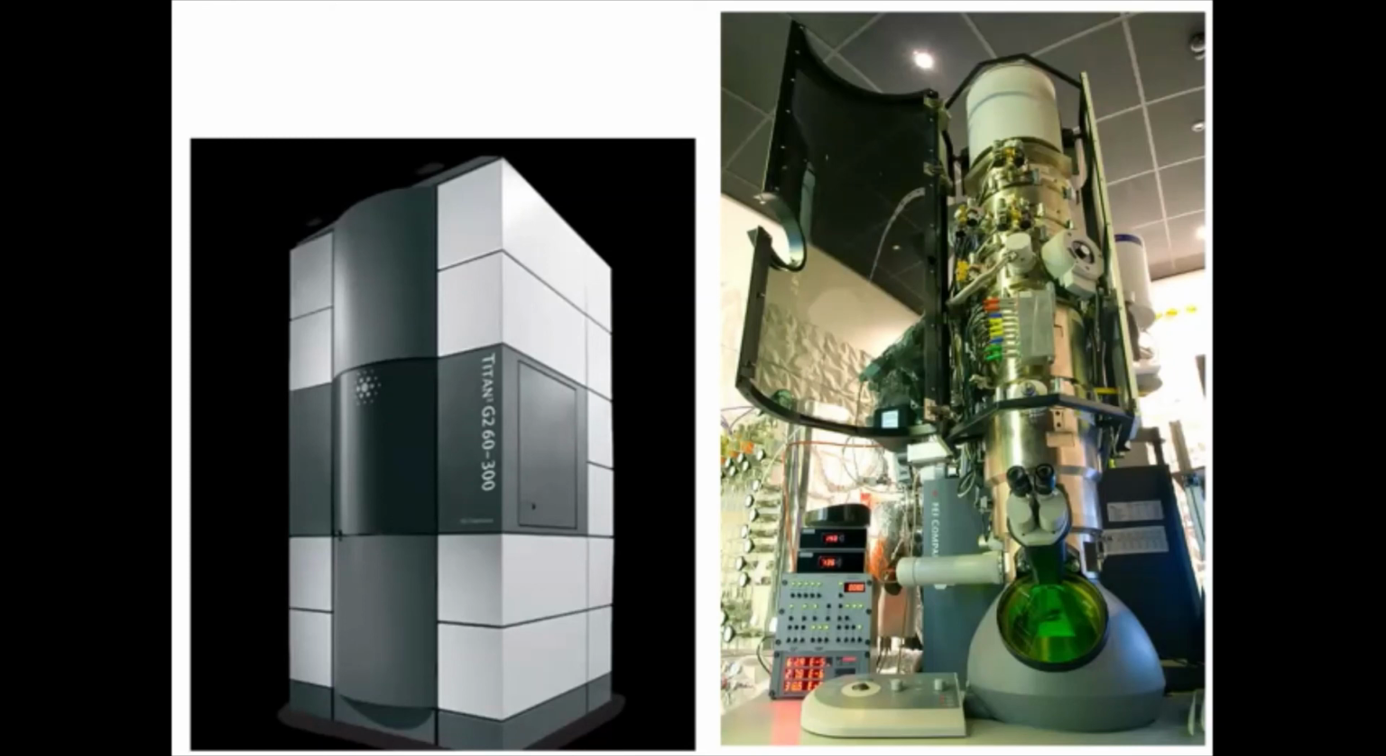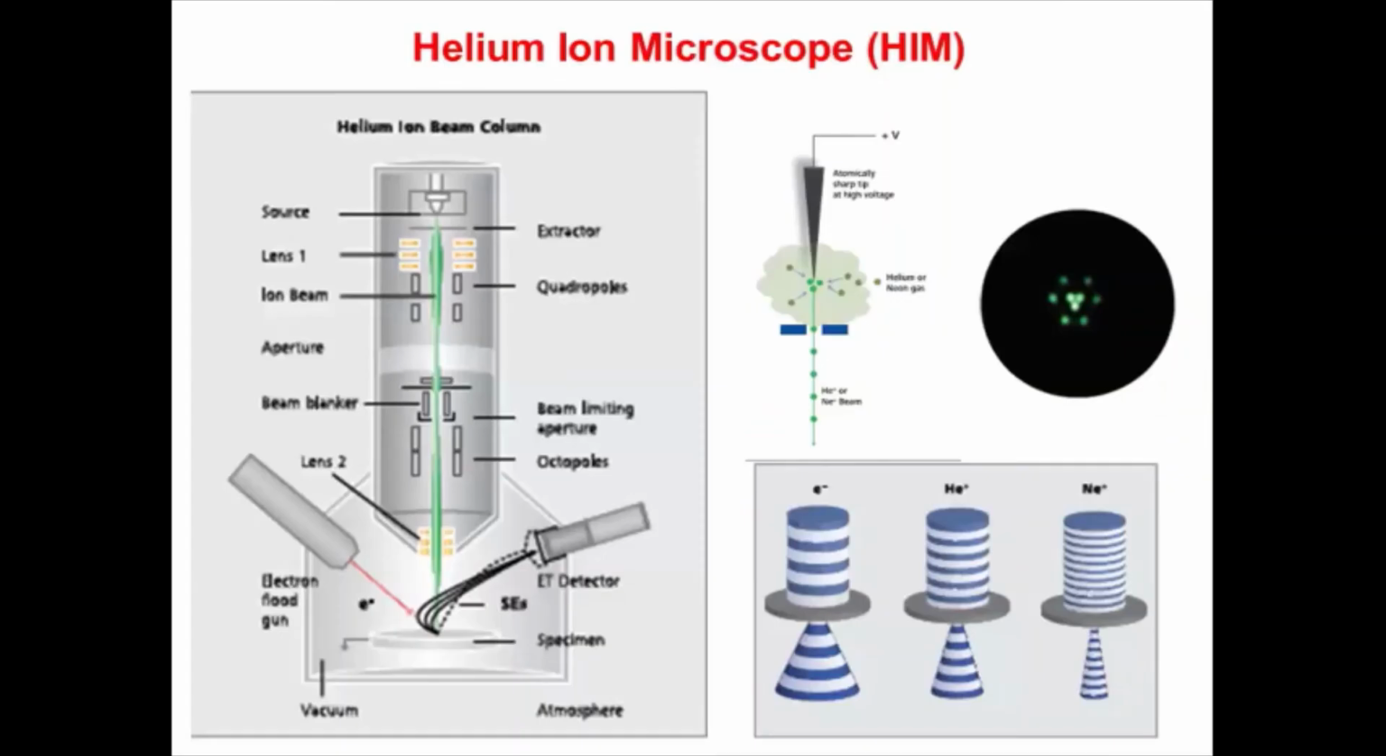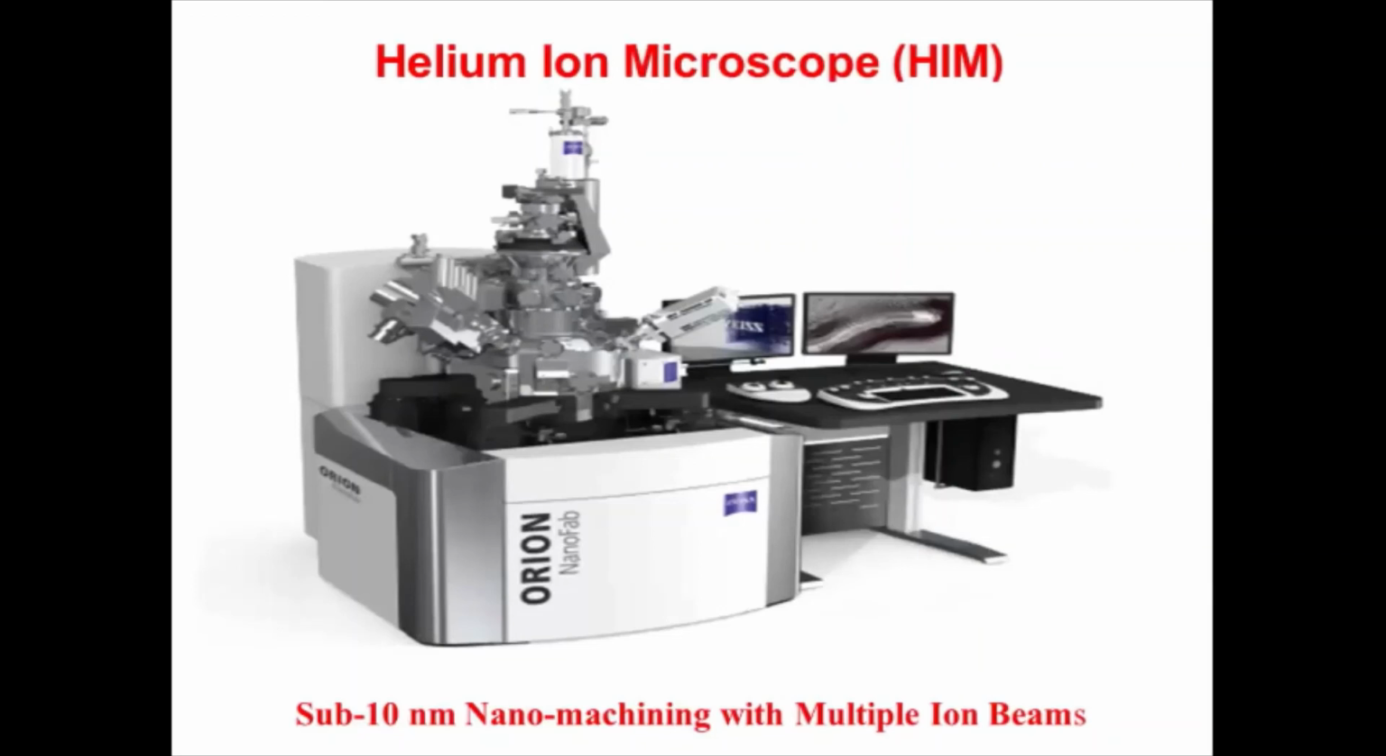Now the question is, can we use ions? If you asked the question in the 90s or 2000s, the answer was no. But from the last decade, we have an ion microscope, that is the helium ion microscope. It's not only a microscope, it is a nano machining tool offered as Orion NanoFab. It's a sub 10 nanometer nano machining with multiple ion beams.